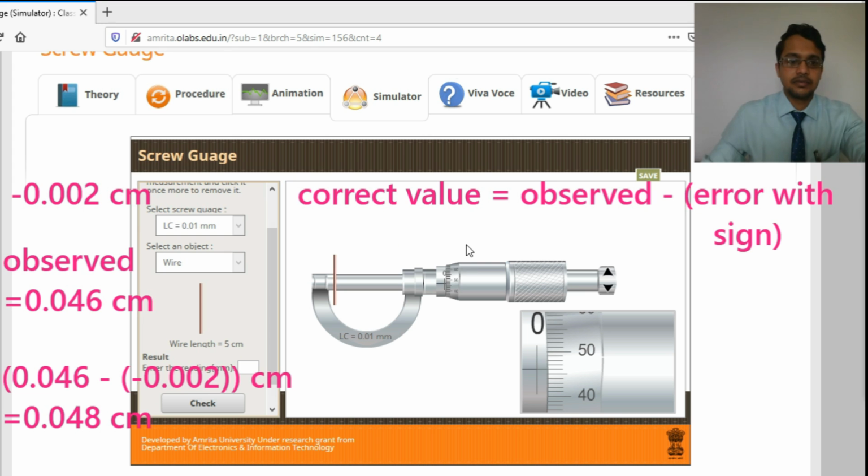So in this way we will calculate the correct value. Observed value first we will calculate, then we will subtract the error from the observed value, because we do not need any kind of error in our measurement. Do not take only the magnitude, error with sign we have to subtract. That means in this way we will write if there is negative error. In this way we will also write if there is positive error. That time you will put a plus sign, plus error for positive error.